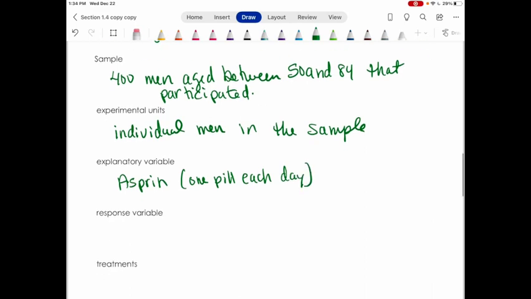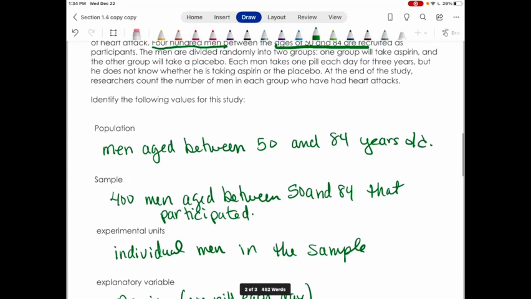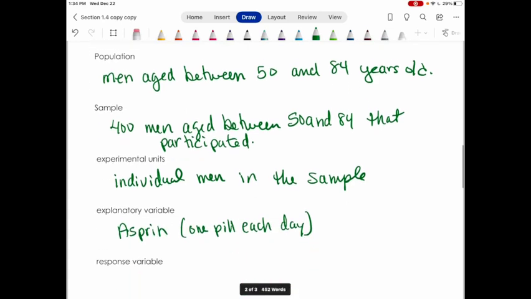And then the response variable is going to be the number of heart attacks. Or actually, if I go back and read this a little bit more carefully, we're looking to see not the number of heart attacks, but if they've had a heart attack or not. So again, that was me making a mistake. It's very easy to do. It's always important to go back and look at the wording in your question.